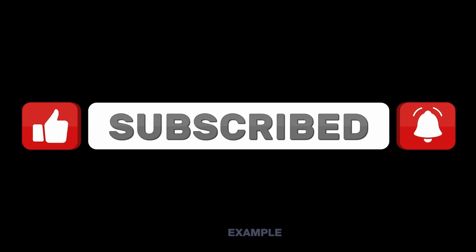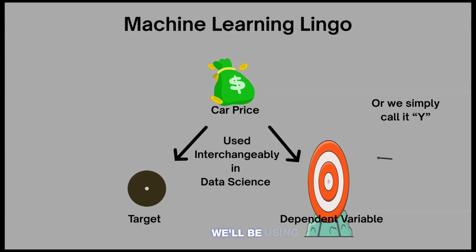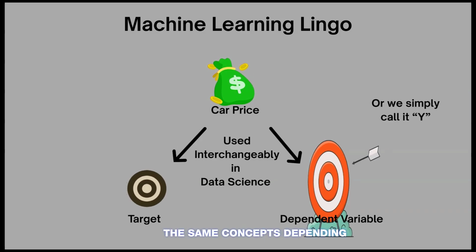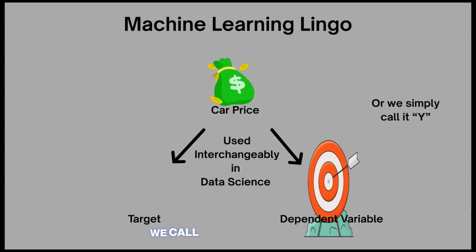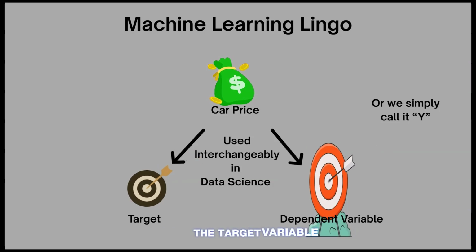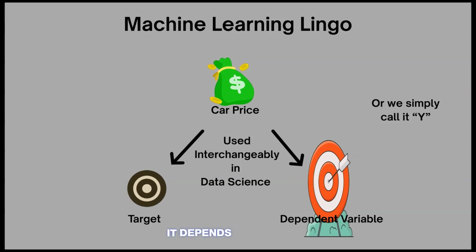Before we dive into our car example, let's clarify the key terms we'll be using. In machine learning, we have different names for the same concepts depending on the context. The variable we're trying to predict, car price in our case, has several names. We call it the dependent variable, the target variable, or simply the target. It depends on other factors, hence dependent.